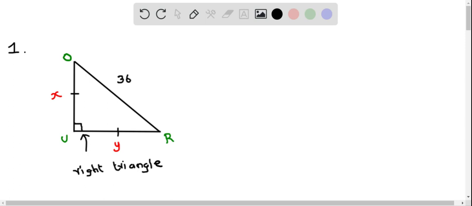And also we see these tick marks over here as well as over here. And this means these two sides are congruent. So we can say that the side OU is congruent to the side length UR. And this means this is a right triangle as well as two legs are congruent. So when this happens, we see that this is an isosceles right triangle.